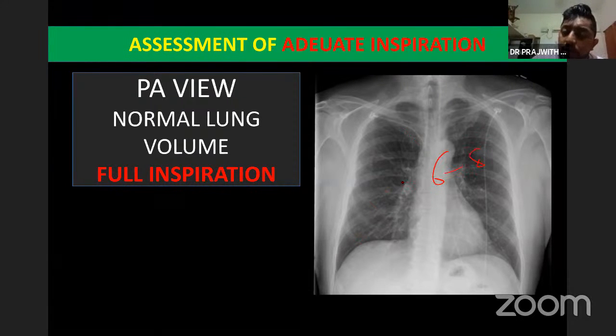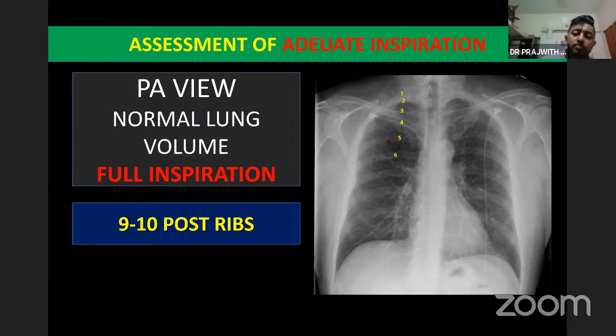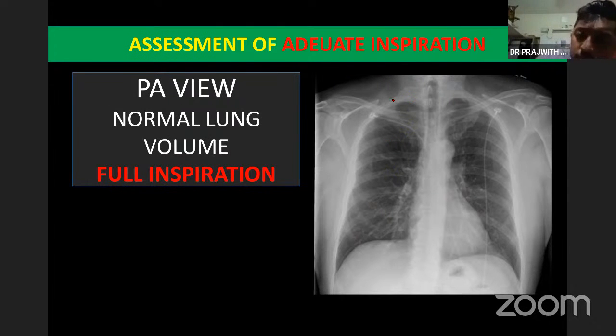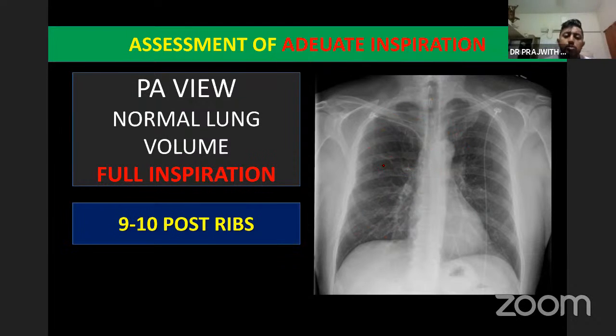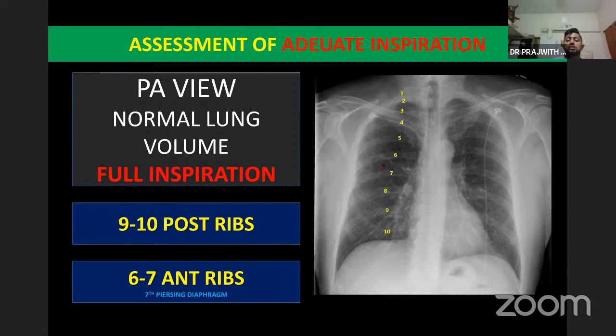6 to 8 anterior ribs should be present when you reach almost the mid clavicular line. When you reach almost here, 6 to 8 anterior ribs should be cutting the diaphragm. That's when we say full inspiration. Less than 6, it is not a full inspiration. Okay. Similarly, we can see even the posterior ribs. So these are the posterior ribs. If you see 8 to 10 posterior ribs, then it is good inspiration. If it is less than that, or 8 or less, then it is called a poor inspiration.